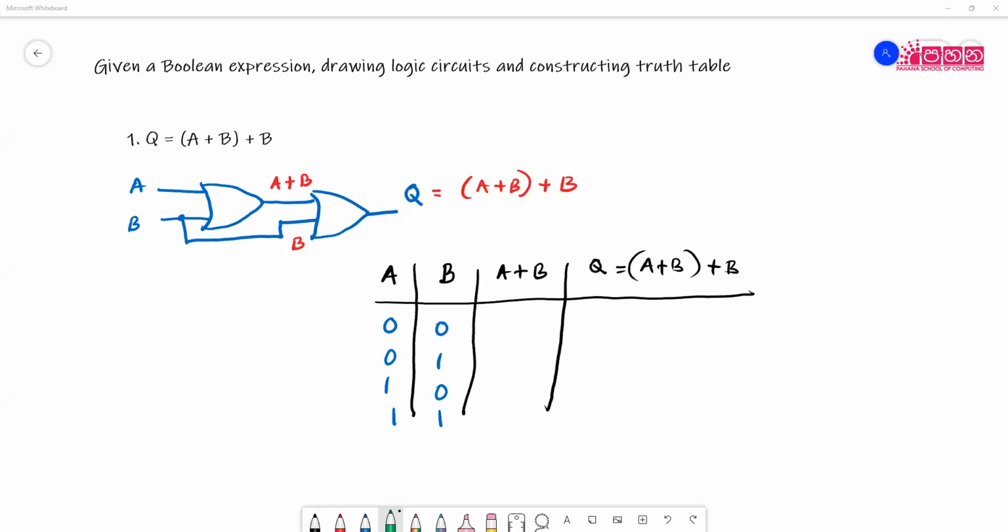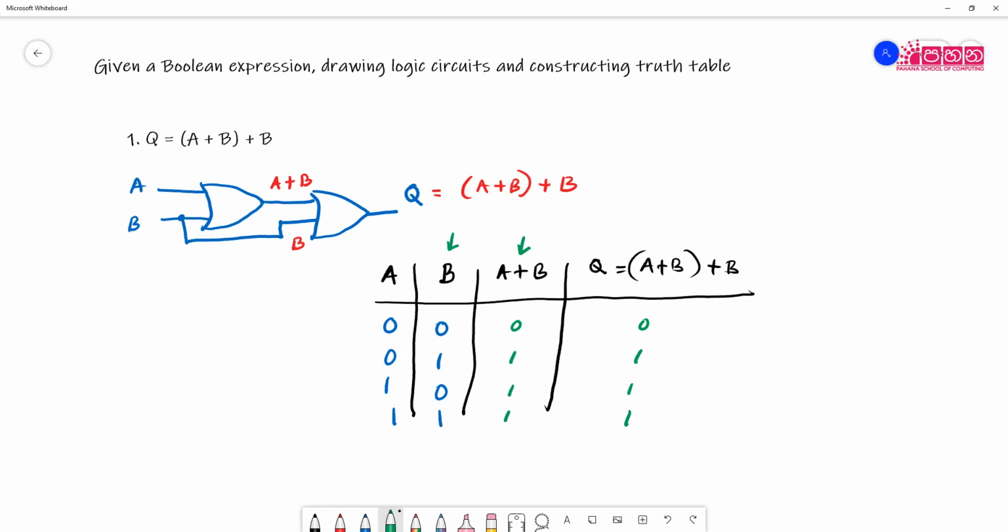So 0 and 0, 0 plus 0 is 0. 0 plus 1 is 1. 1 plus 0 is 1. And 1 plus 1, this is OR, so that is also 1. Now you have to add another B to A plus B. So we have to add these two together. 0 plus 0 is 0. 1 plus 1 is 1. 0 plus 1 is 1. And 1 plus 1 is 1.